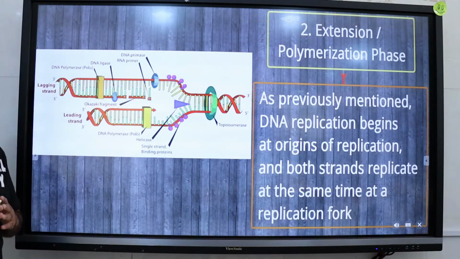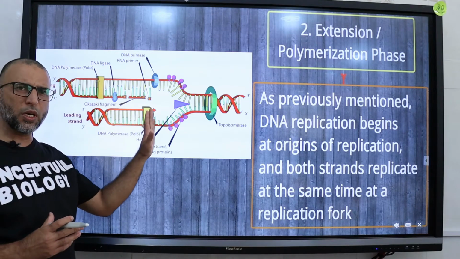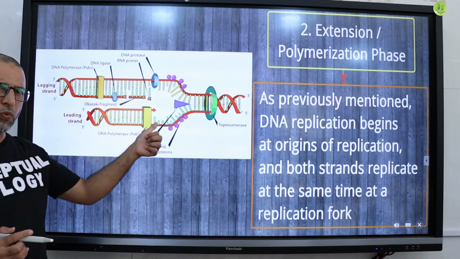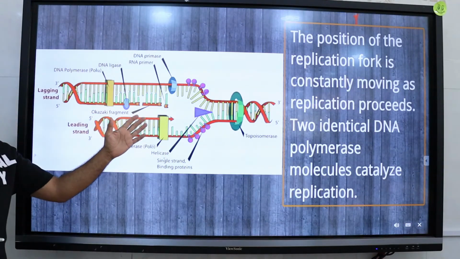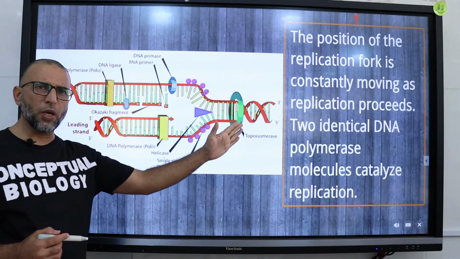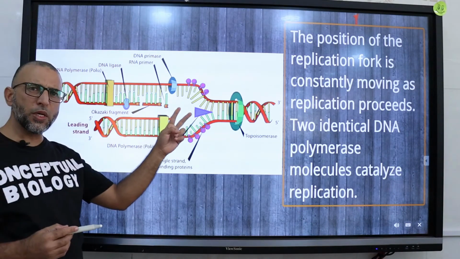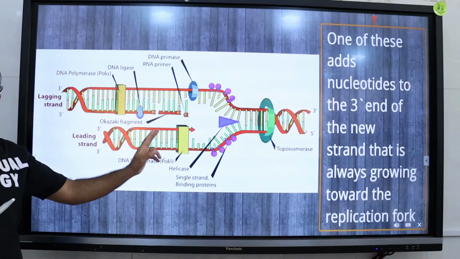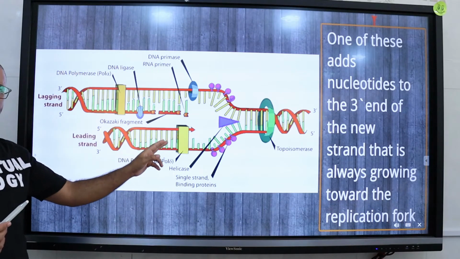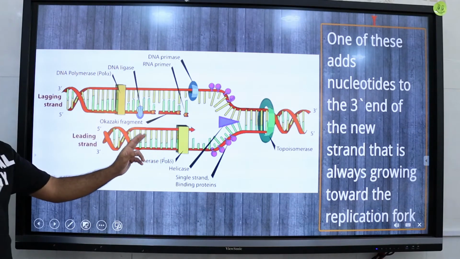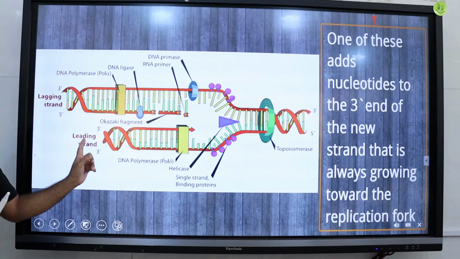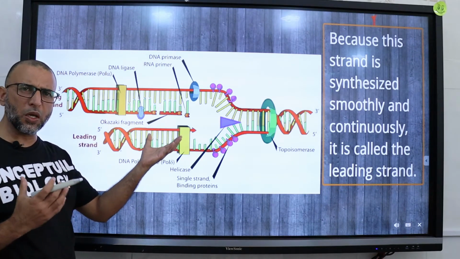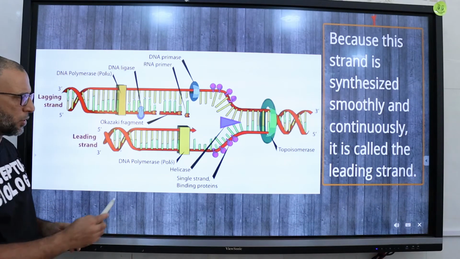As we know, DNA replication begins at the origin of replication, and the two strands replicate at the same time at the replication fork. The position of the replication fork is constantly moving as the replication proceeds. So two identical DNA polymerase molecules catalyze replication. One of these adds nucleotides to the 3' end of the new strand that is always growing toward the replication fork, and this strand is the leading strand. Because this strand is synthesized smoothly and continuously, it is called the leading strand.